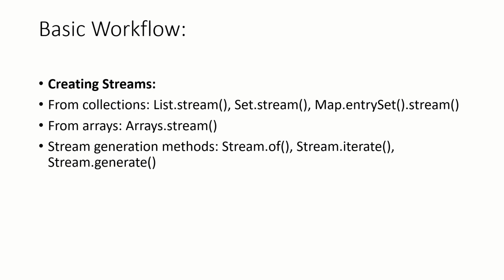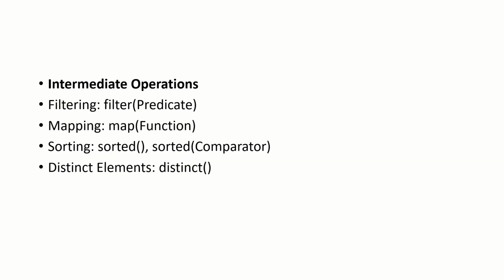So this is how you can create the stream. If you have the list, you can directly call the stream method on it. If you don't have the list, you can call this method Stream.of and then provide the elements inside it, and it will give you a stream. Now let me go to the next slide and discuss the intermediate operations.